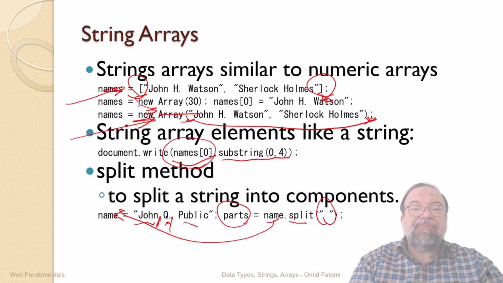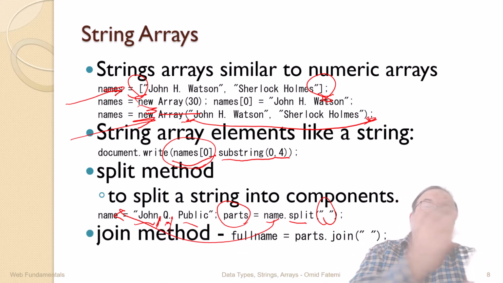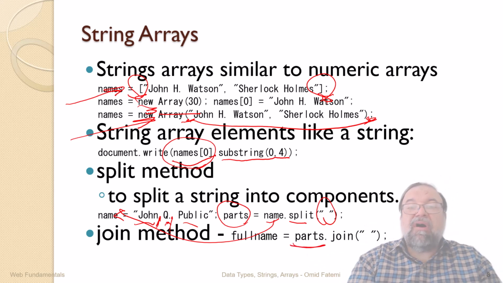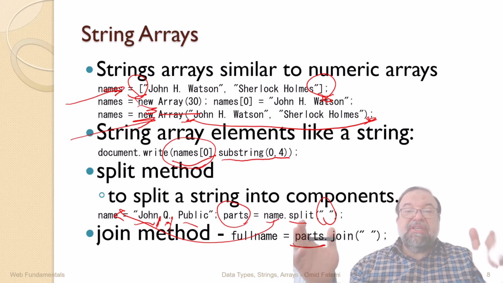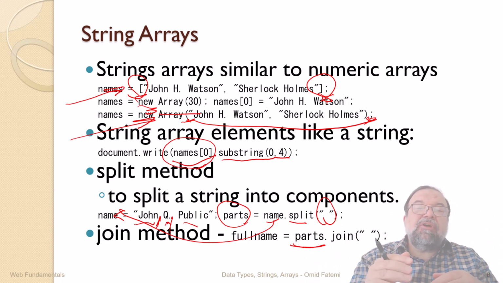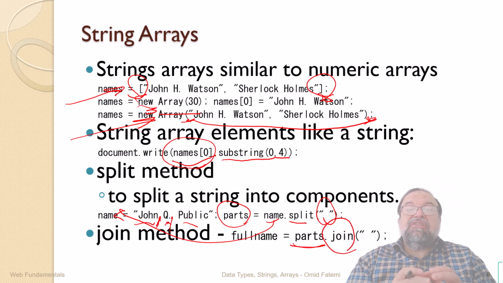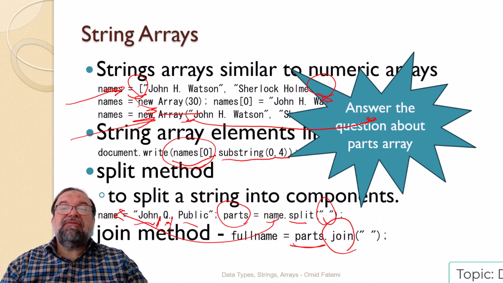And also there is another method which does the reverse thing. For example, if you have an array, for example parts, then you want to put them together as one string with a character in between, either space or comma, then you could use the join method and it will generate a new string. Now answer this interactive question.